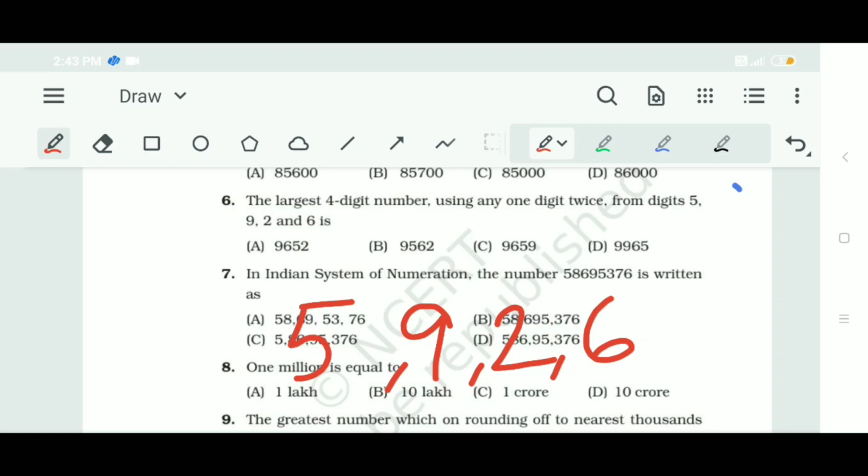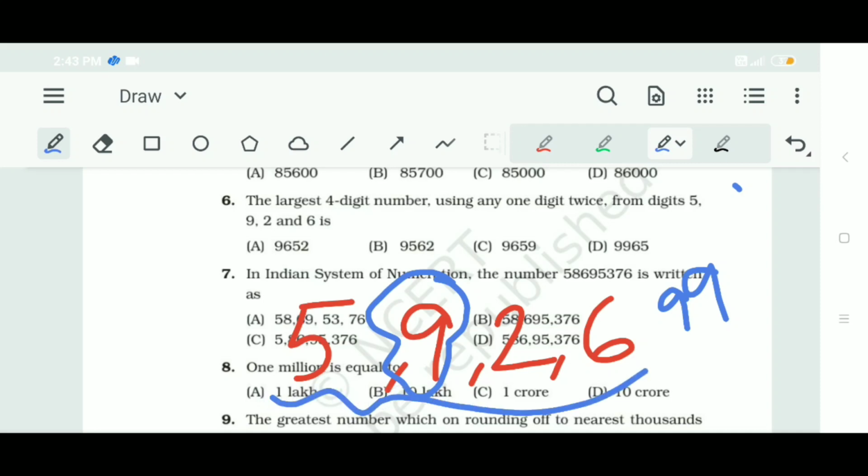So for making it largest, we can easily understand that the largest digit among these all is 9. So we can use it twice because we have to make it the largest one. Okay. Now among these numbers, the second largest digit is 6. So here we will place 6, and then the third largest one is 5. So here we will write 5. So what will be the option?